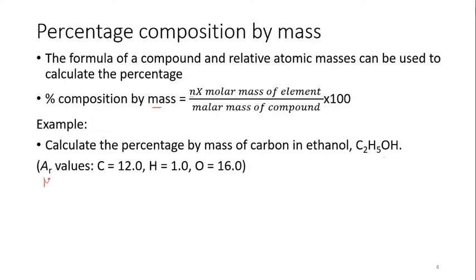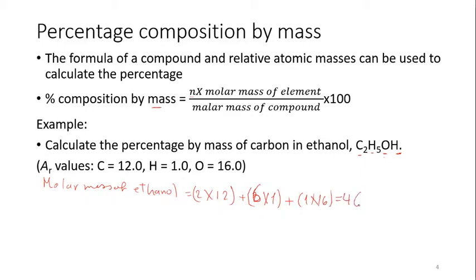First I need to calculate the molar mass of ethanol, which is equal to 2 carbon atoms multiplied by 12, plus I have 6 hydrogens, 5 here and the other one here, which is a total of 6, plus I have 1 oxygen, 1 multiplied by 16, and the sum for that would be equal to 46.